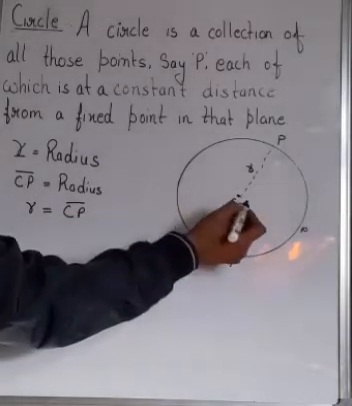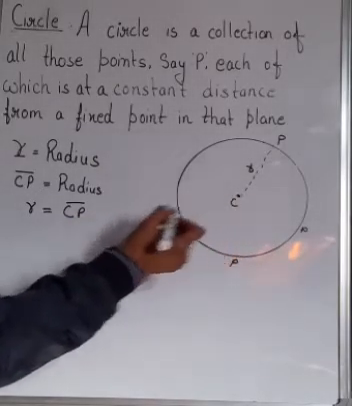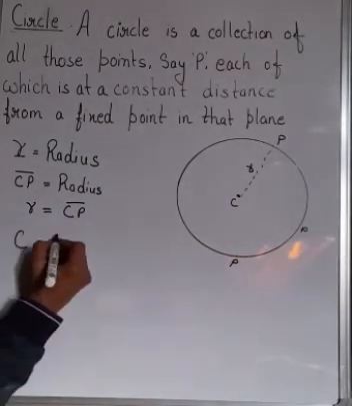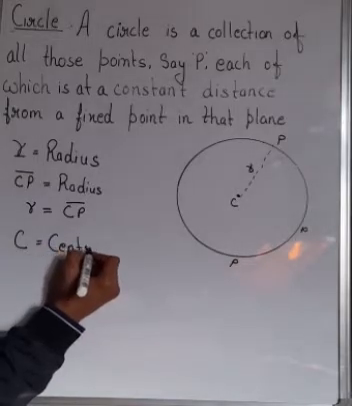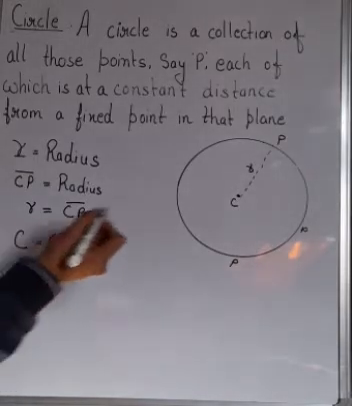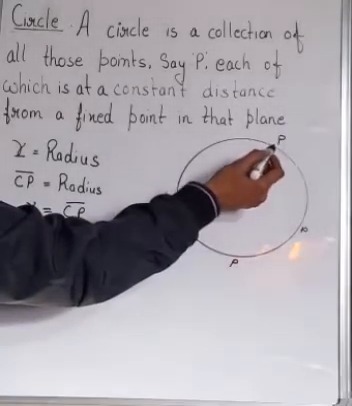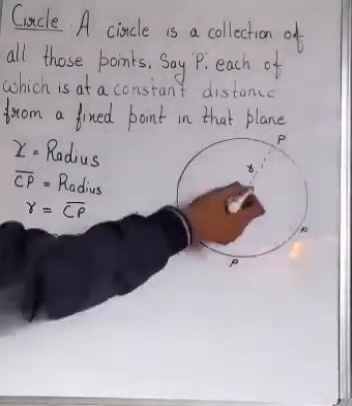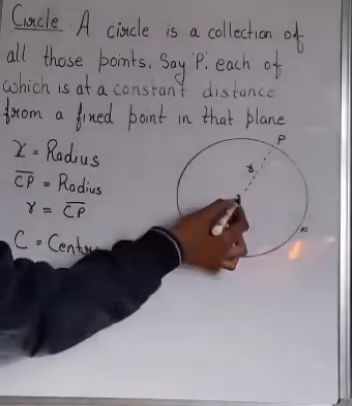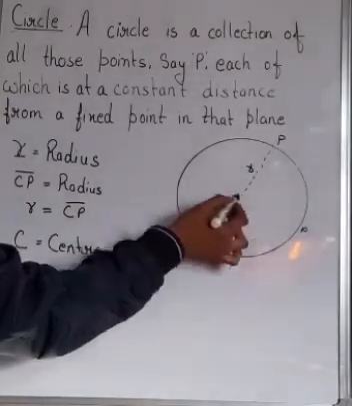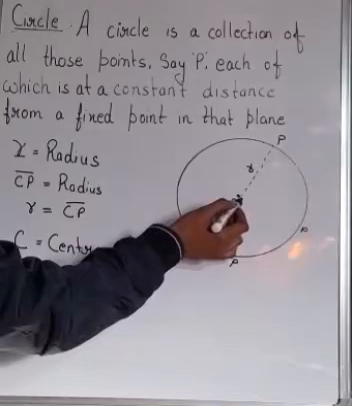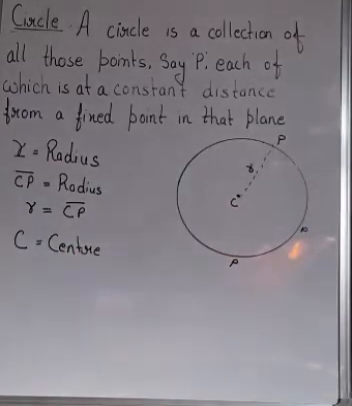Clear? Now what is this C? The C is the center of the circle. So the distance from the center to any point P on the boundary of the circle is known as your radius, and this point from which you are having constant distance of any point P is known as the center of a circle. Clear?